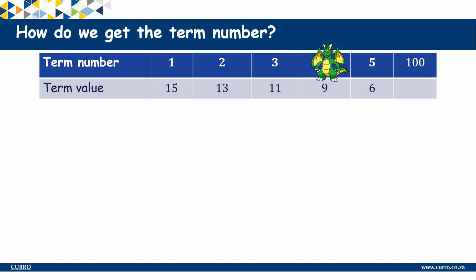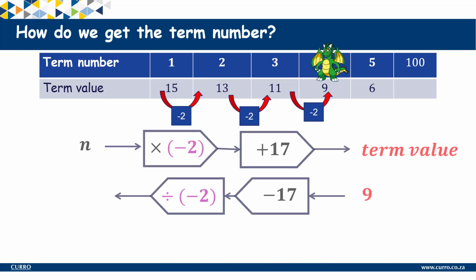But how do we get the term number? Let's say we've got the term value. We use the same rule, but we undo what we've done before. So it's like solving an equation. So we've got our rule, but our term value is now 9. So we work backwards. Instead of adding 17, we subtract 17. And then we divide by negative 2. So 9 minus 17 is negative 8. Divided by negative 2 is 4. And look in our table. Yes, 9 is the 4th term.